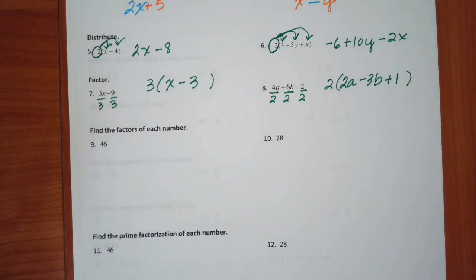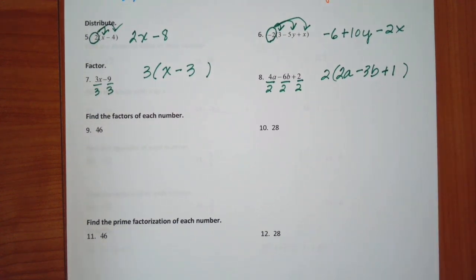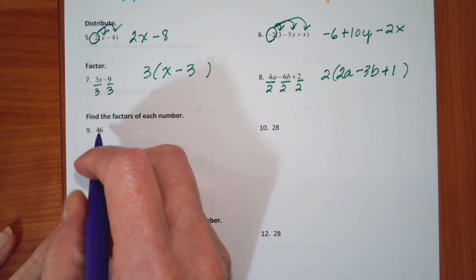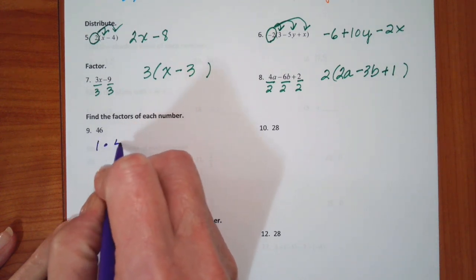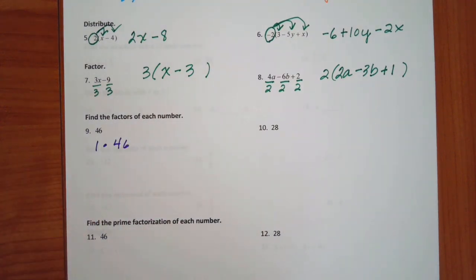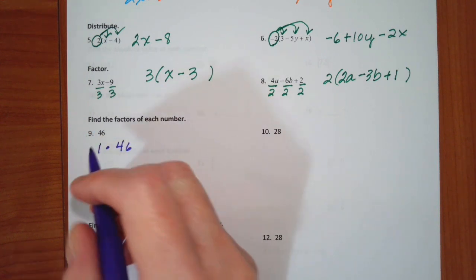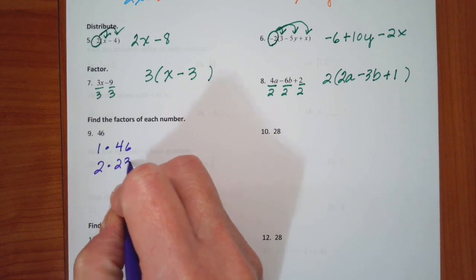If it asks me to find the factors of each number, that means find all the numbers that divide 46 evenly. So on this, I always do a table. Okay, so 46, I know the first factor pair in all of them is 1 times 46. Then I just start looking for other numbers that divide 46. This is an even number, so it's divisible by 2. And that gives me 2 times 23.